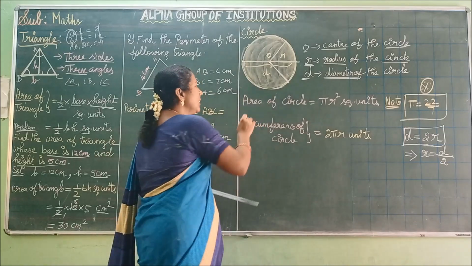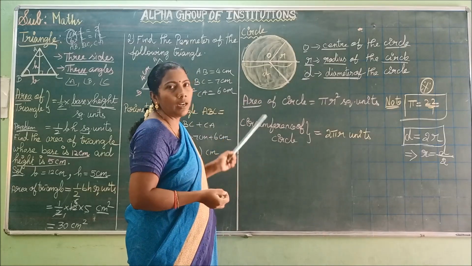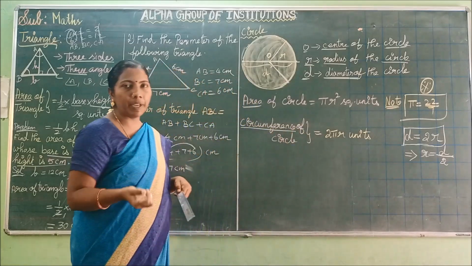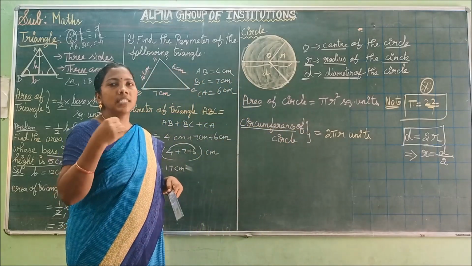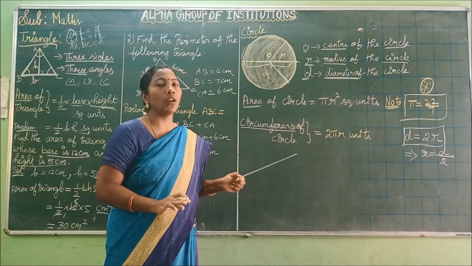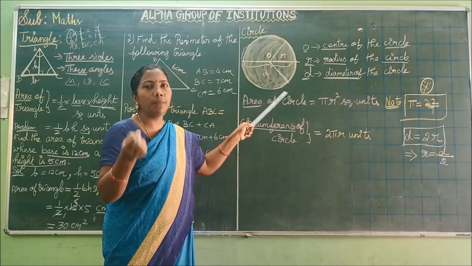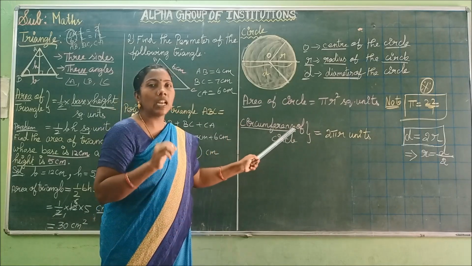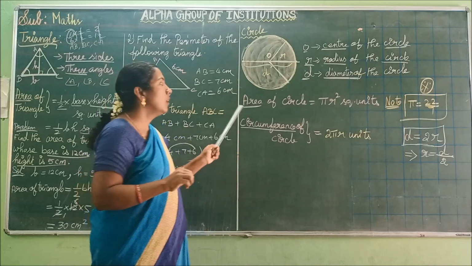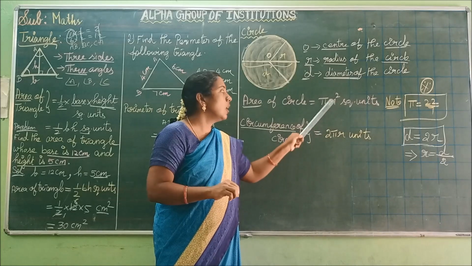Okay. Next we are going to see how to write the formula for the area and the perimeter of the circle. In the case of a circle, instead of the word perimeter, we use the word circumference. Circumference means nothing but the perimeter of the circle. Since a circle is a curved shape, instead of perimeter we use circumference. Here you just have to remember and memorize this formula.